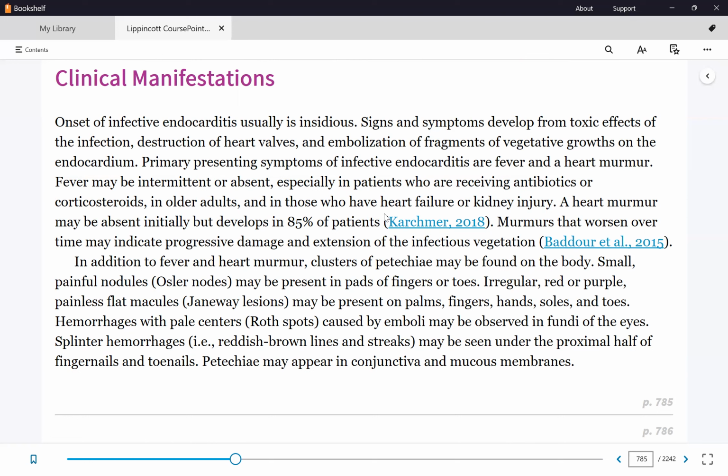First, there's either a new murmur or a change in an existing murmur. Meaning, what is a murmur again? A murmur is because of what's producing heart sounds? What's producing the lub-dub sound? How come we hear lub-dub? What's making those sounds?